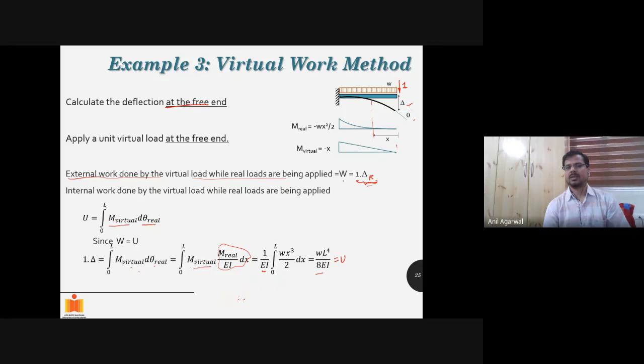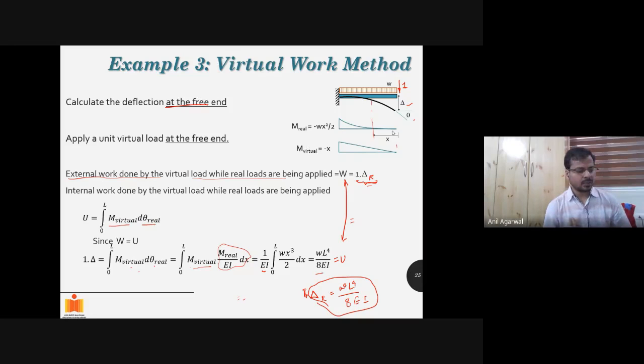Now what the method says is that W and U are equal. That means 1 times delta R is equal to wL to the power 4 by 8EI. That means delta R is equal to this much. That is your deflection at the free end of a beam subjected to uniformly distributed load. Does that make sense? Yes, sir. Seems straightforward, right?